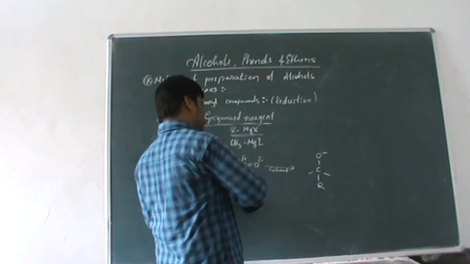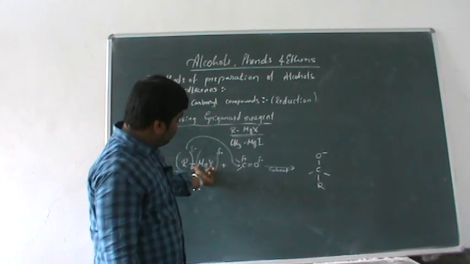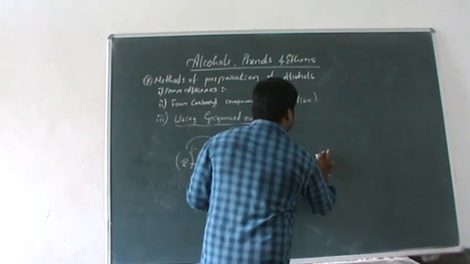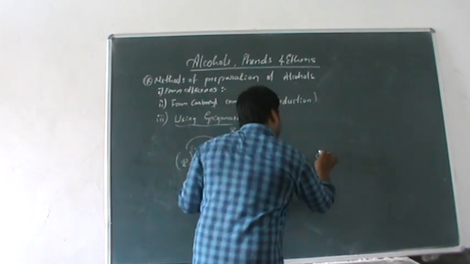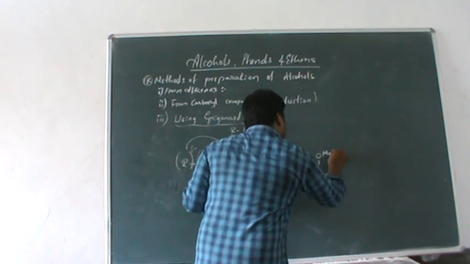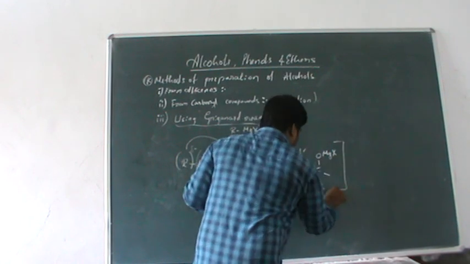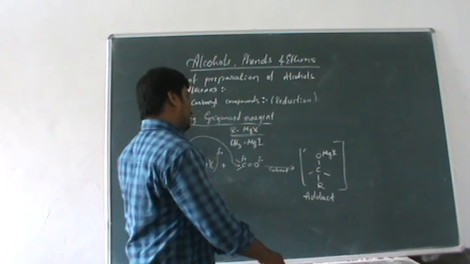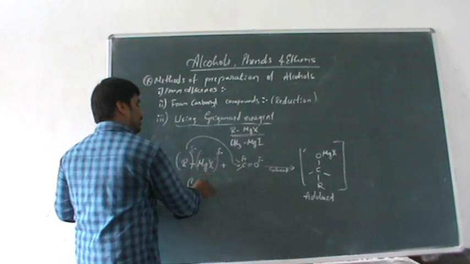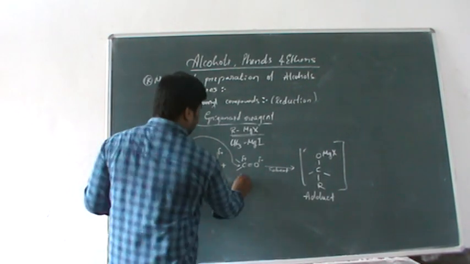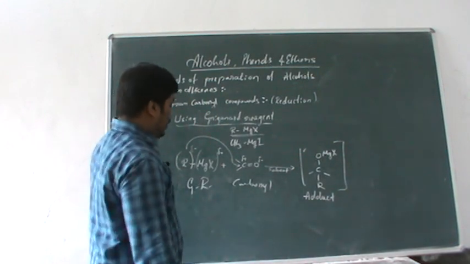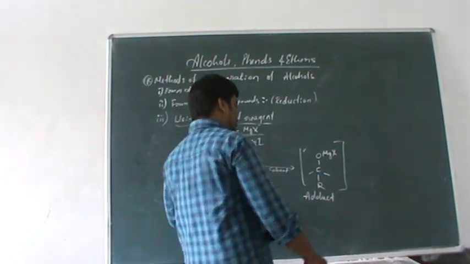They are converted into this. So MgX, partial positive, gets attached to O minus. What happens in this case? OMgX. This is the addition product. It is an adduct. Okay, this is the Grignard reagent and these are carbonyl compounds. Any carbonyl compound and the Grignard reagent react to give an adduct.